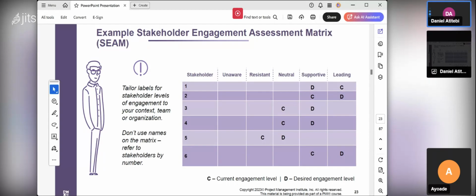But you have information here now. If you see where they write C, they say the current engagement level. D means desired engagement level. That is, you have identified them, you know their nature, the characteristics of the stakeholder. You want that anywhere you see D. Okay, let me allow you to look at this very well, whether you understand. If you don't understand, I can explain it to you. What do you think this diagram is trying to portray?